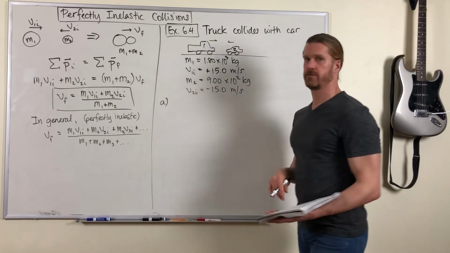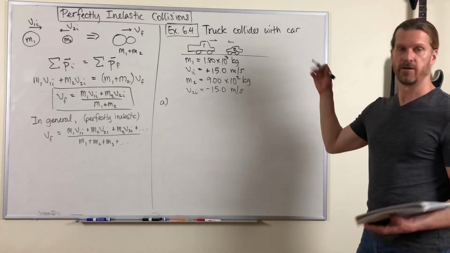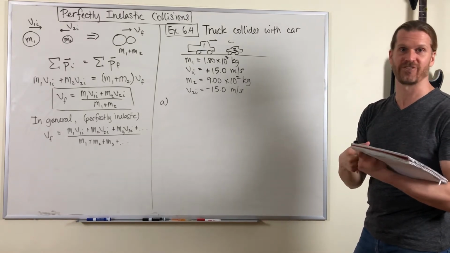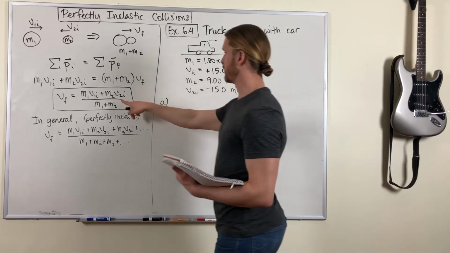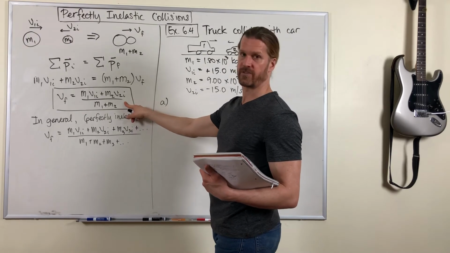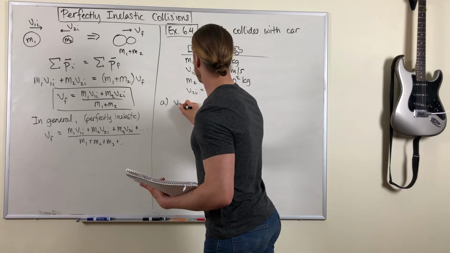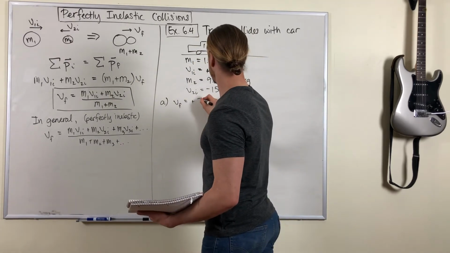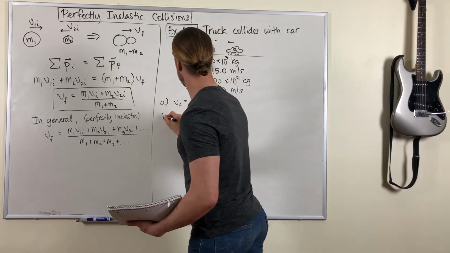So the first question your textbook asks is, what is the final speed of that system, of the car and the truck that are now smashed together after this collision? All we do is plug in those values into our perfectly inelastic collision equation. And you can try that at home, and you should find that v final is positive 5 meters per second.